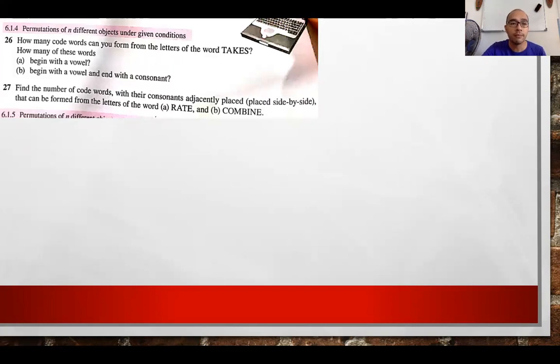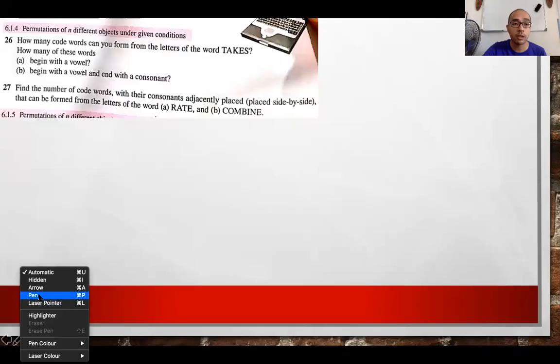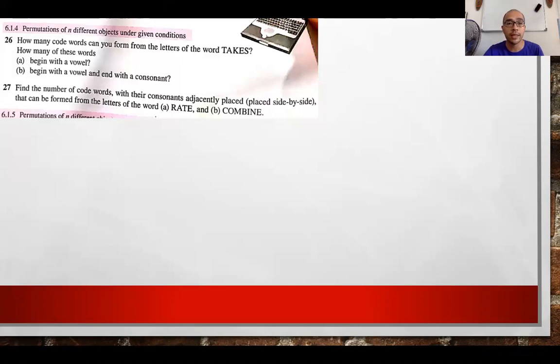So, for example, question 26. How many code words can you form from the letters T-A-K-E-S? Over here, these are the 5 letters you have, T-A-K-E-S. So the question is, how many code words can you form from all 5? Basically the question is asking you, if you have 5 letters and you want to permutate all 5, how many code words, how many arrangements, can you form?